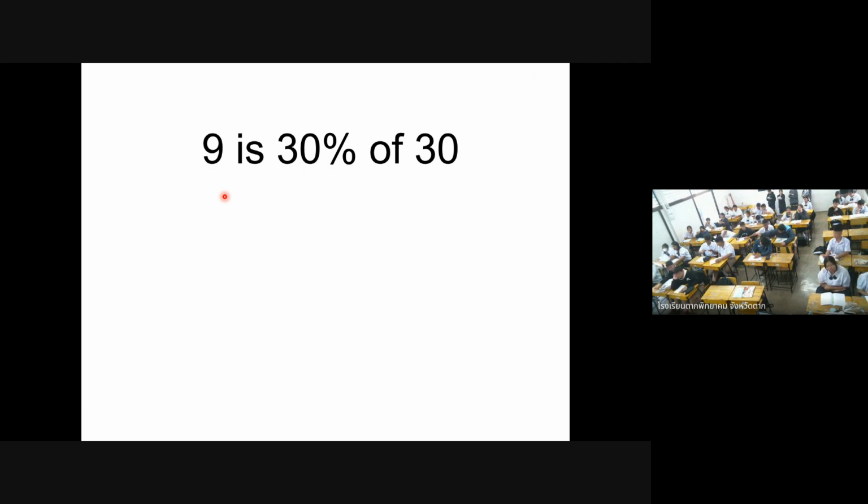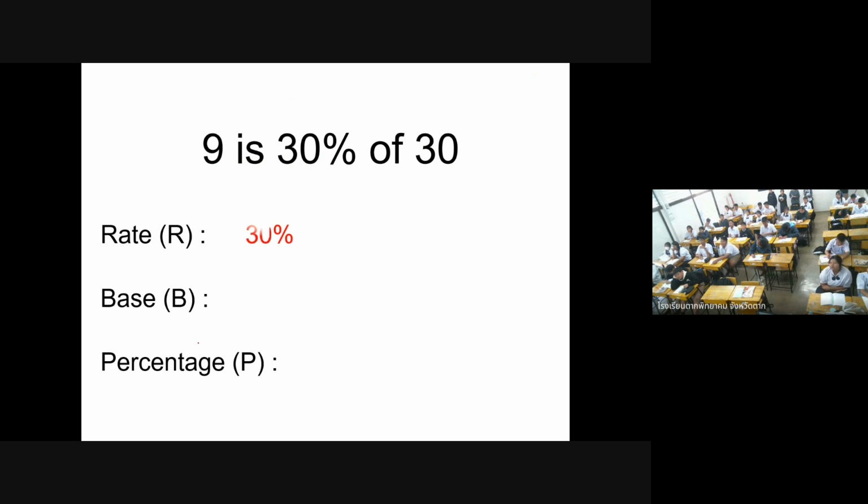As you can see, there are three numbers. Every percent problem has these three values. So which do you think is the base, which is the percentage, and which is the rate? Which is the rate? Rate is 30%. Okay, very good. So rate has something to do with percent, right? Anything that has percent is always the rate.